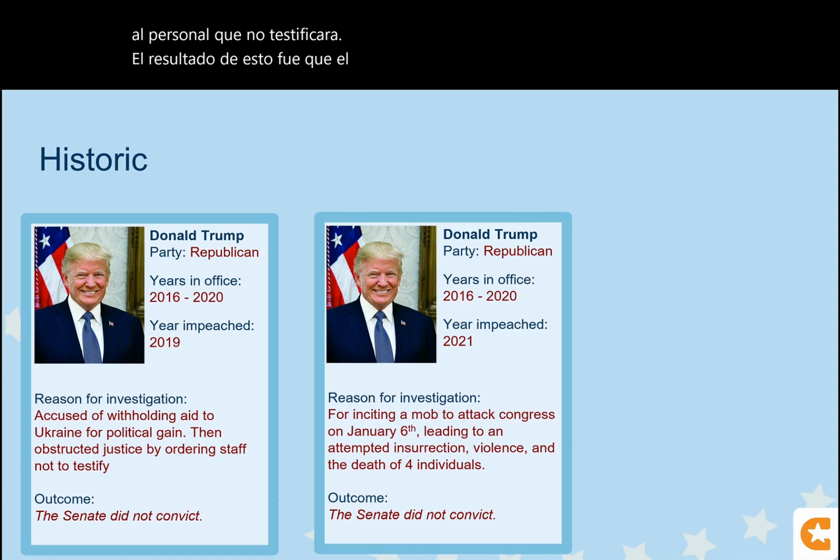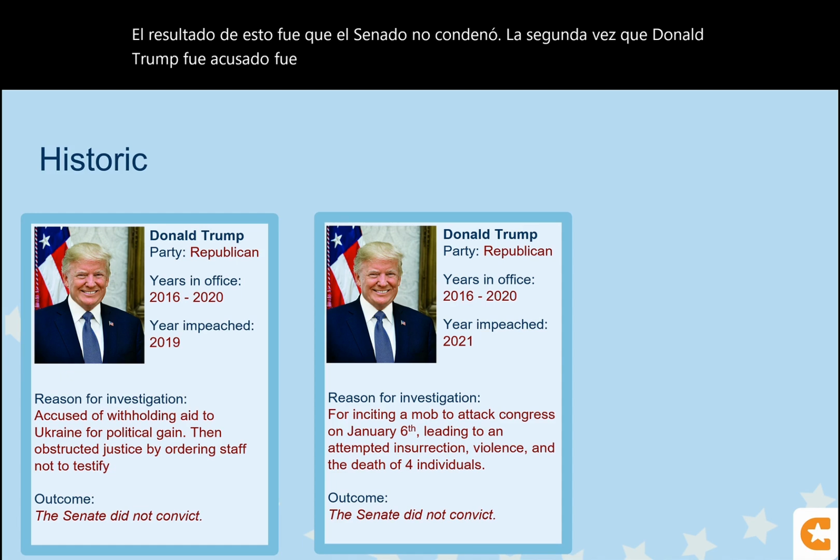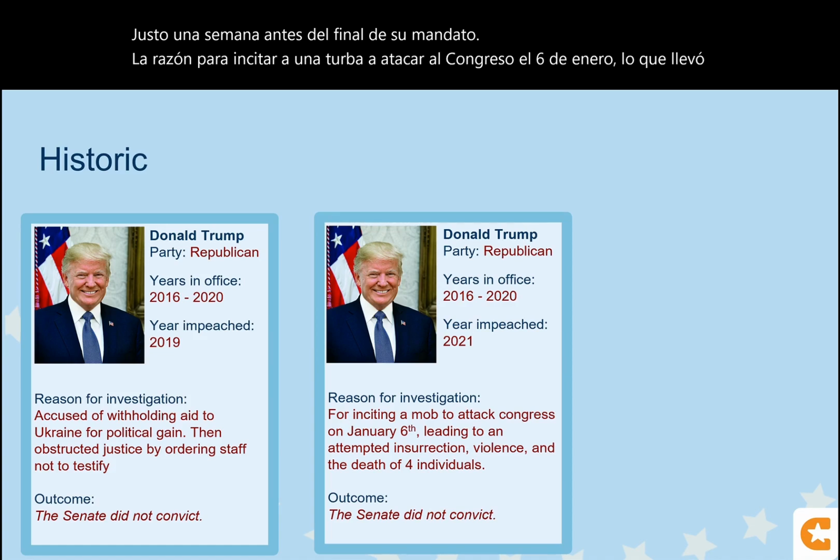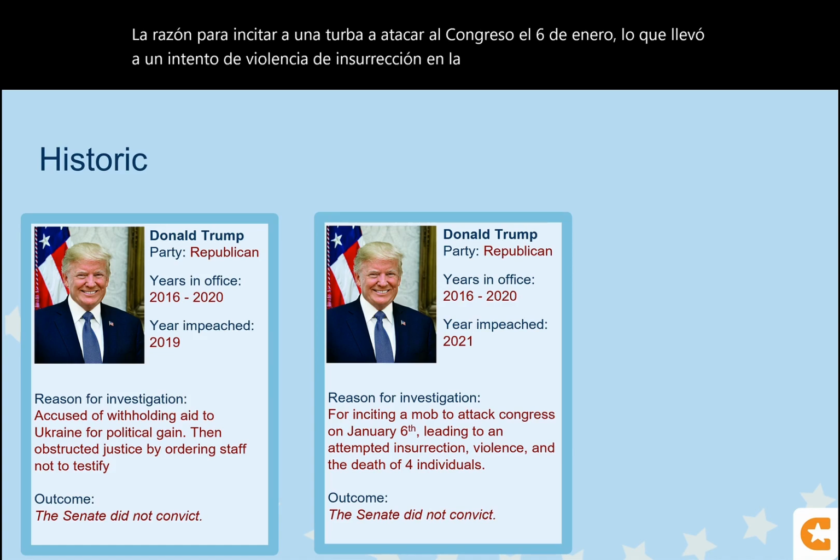The second time Donald Trump was impeached was in 2021, just 1 week before the end of his term. The reason for investigation? For inciting a mob to attack Congress on January 6th, leading to an attempted insurrection, violence, and the death of 4 individuals. The outcome of this one was the Senate did not convict.